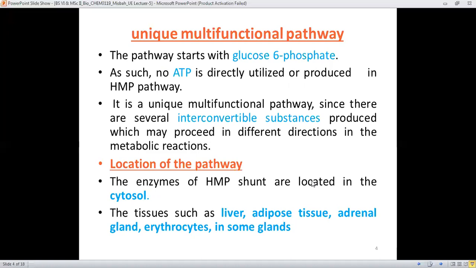The location of the HMP pathway is mainly the cytosol, and the cytosol of the tissues which are concerned with the liver, adipose tissue, adrenal gland, erythrocytes or the red blood cells, and some glands also.